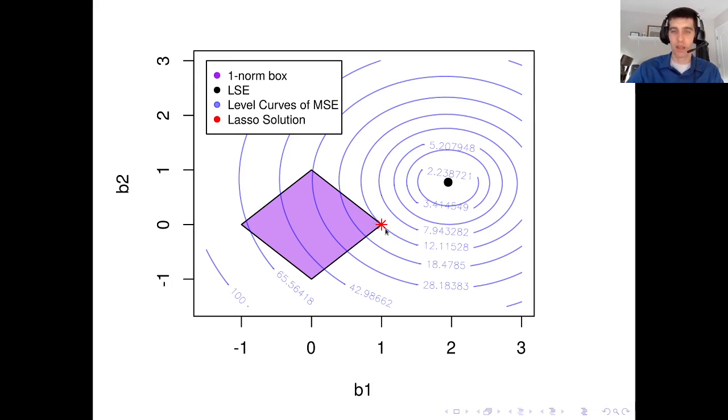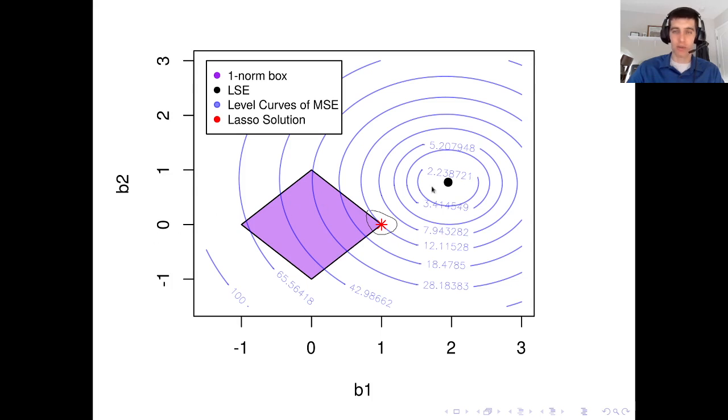Okay. But then notice this solution here. It is on the vertex of the box, right? Because this is on the vertex of the box, this lasso solution has b1 equal to 1, right? And b2 equal to 0. So this solution has b2 equal to 0, right?